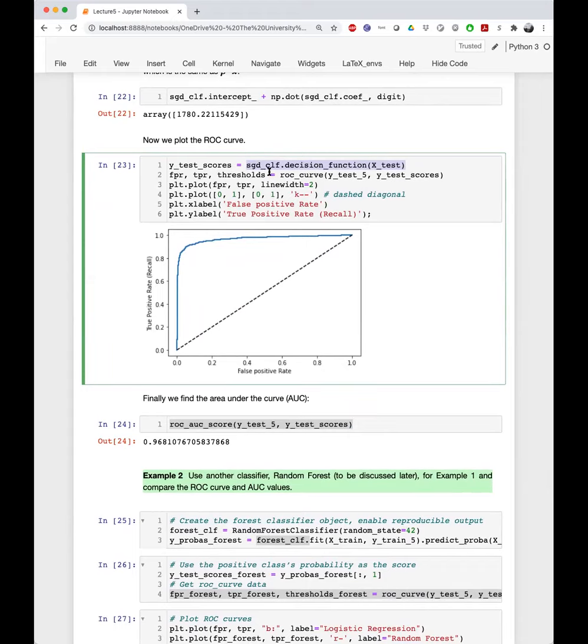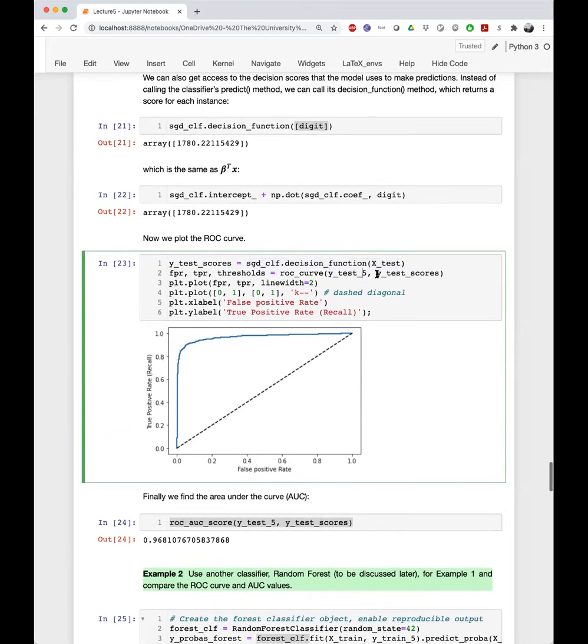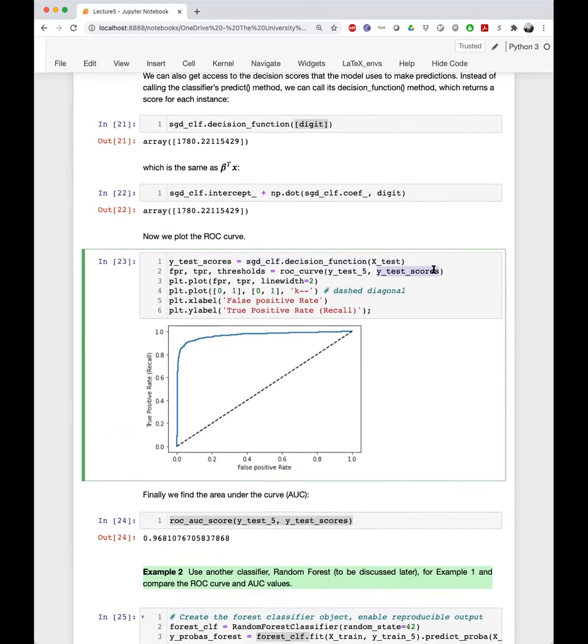After you get the scores, then you just call roc_curve, which is also imported from the same package. What you need as inputs are first the y_test, that's your labels, the true labels, and all the test scores. That means all of the beta transpose times x, all of these scores. So you need the true labels, you need the scores. Throw them in roc_curve, it will give you 3 things. That's what you need.